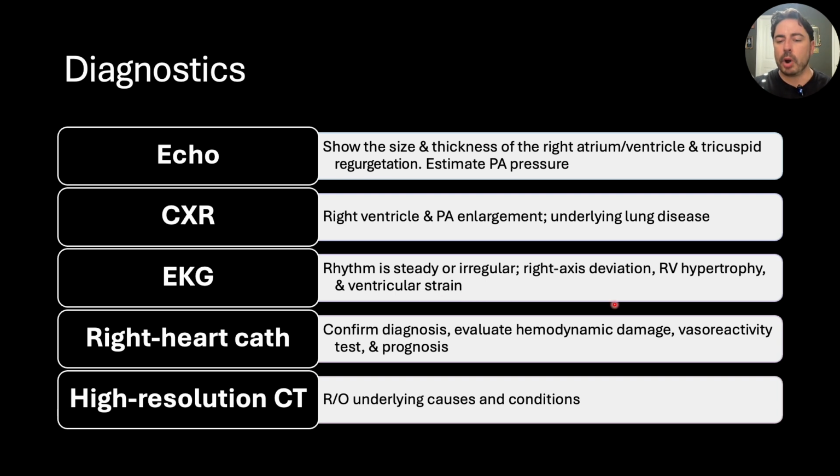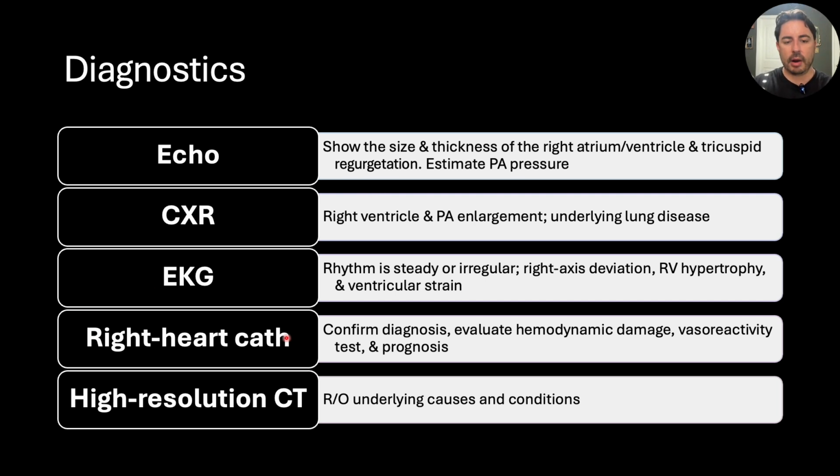When we go through our EKG course, these things will make a whole lot more sense. Okay, right now I want you to understand the terminology that with pulmonary hypertension, you're going to have either a regular rhythm or an irregular rhythm. Right axis deviation, right ventricular hypertrophy, and ventricular strain. So understand that those terms are associated or linked to pulmonary hypertension.